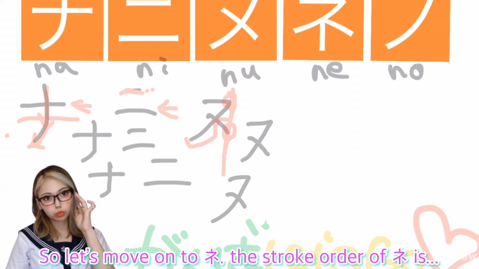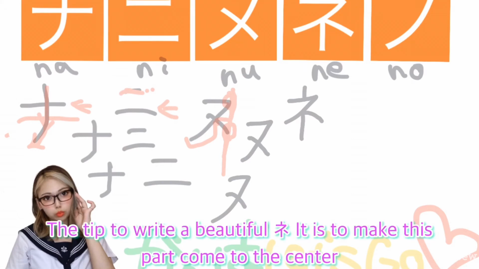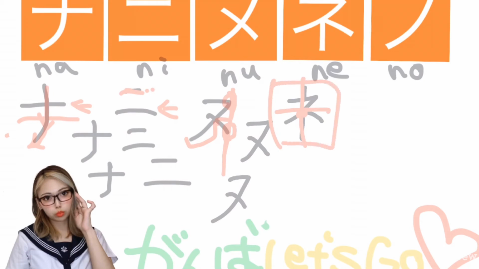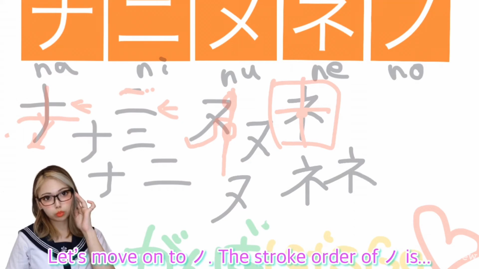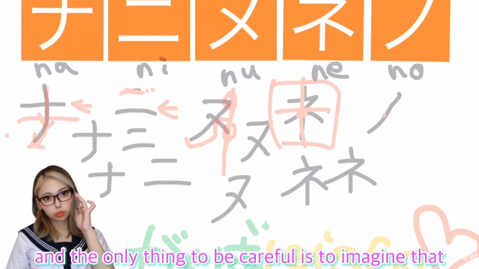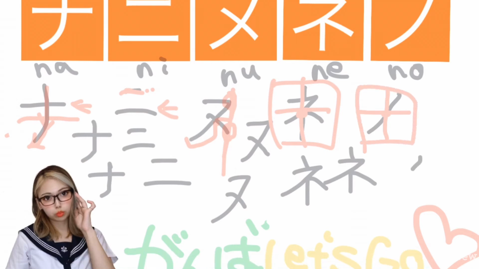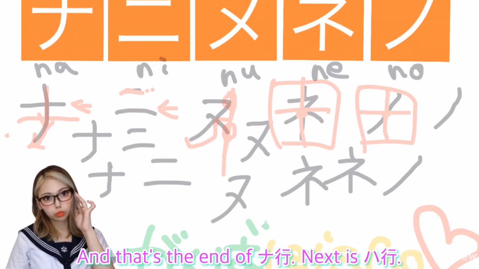The stroke order of ne is 1, 2, 3, and 4. And the tip to write a beautiful ne is to make this part come to the center, like the very center. So I'll write down again. 1, 2, 3, and 4. Great. Let's move on to no. So the stroke order of no is 1. And the only thing to be careful about is to imagine that the center point will come to the very center. So I'll write down again. 1. And that's the end of nagyo.